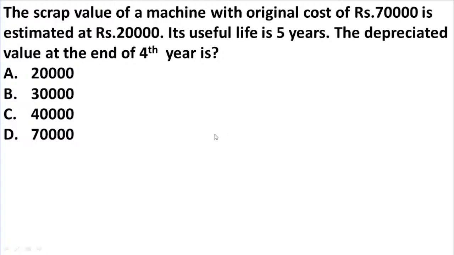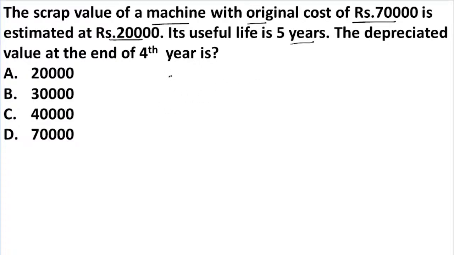The next question, in this question you have to understand, this is a very good question if you're talking about the straight line method. So this is another method for calculating depreciation. Here scrap value and original cost are given. The scrap value is 20,000 rupees, the original cost is 70,000 rupees, and its useful life is 5 years. So we have to calculate the depreciated value at the end of the fourth year.